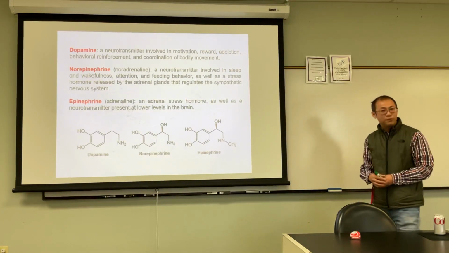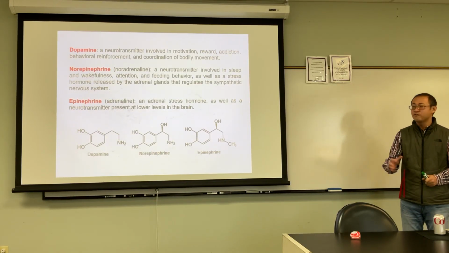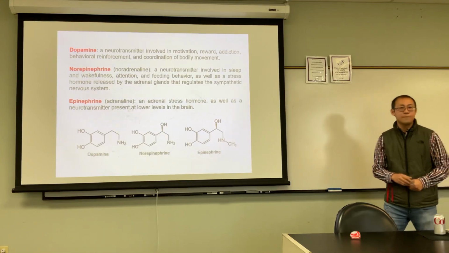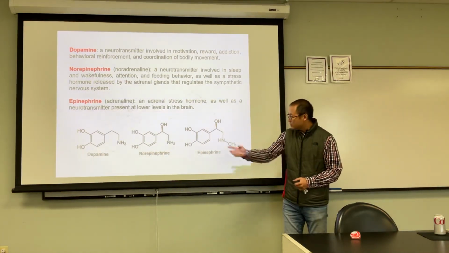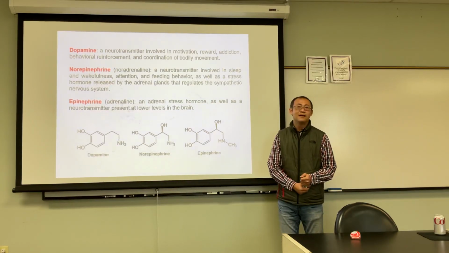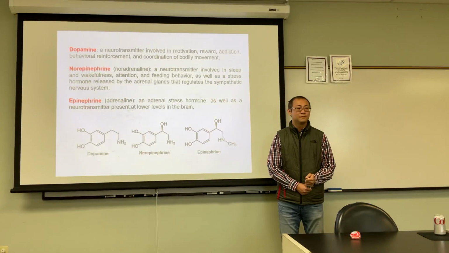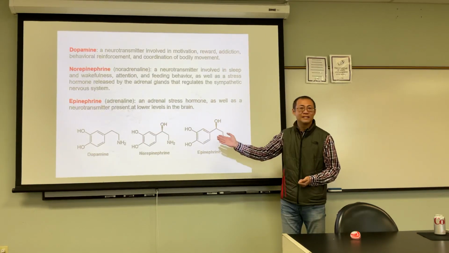Next one is a group of 3 compounds. Okay, 3 compounds. They're related structurally. You can see they're very similar. Okay, the first one is dopamine. You guys have heard of dopamine, right? Second one is norepinephrine, and this one is epinephrine. And you can see their structures, how related they are.